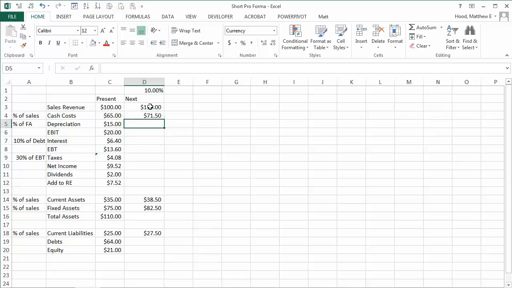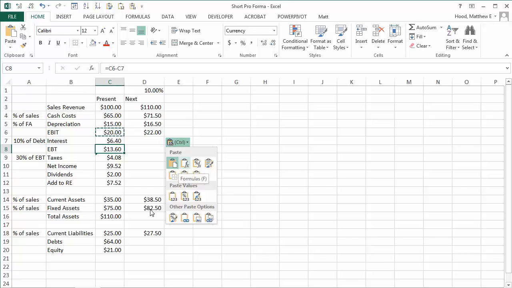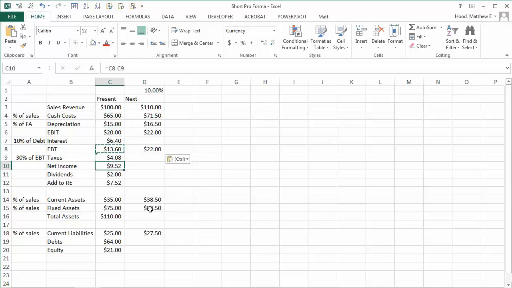Okay. Now I've assumed that fixed assets make depreciation. So what I've assumed here is that depreciation is 15 of the 75. Well, of my new number of 82.50, so I'm going to multiply that by 82.50 to find out what my new depreciation would be, 16.50. EBIT is great. I can just copy and paste this over because it's a formula. I can do the same thing for EBT, for net income, for additions to retained earnings, for total assets, and for equity.